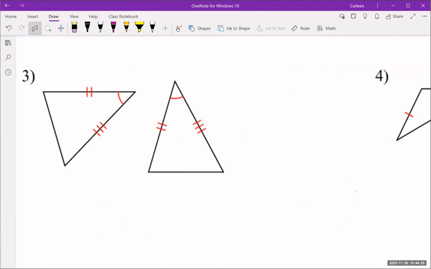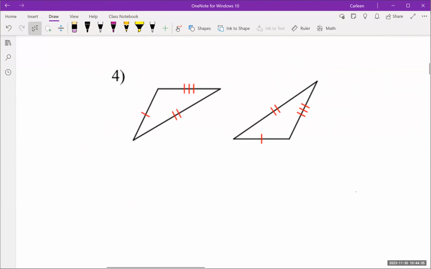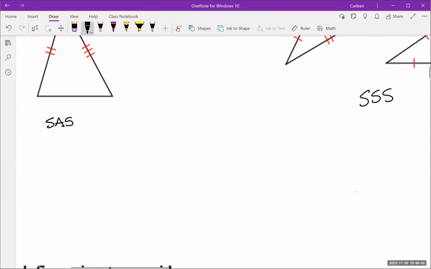What is this one? Side, angle, side. And what is this one? Side, side, side. Awesome. That was kind of quick. We're going to move on.